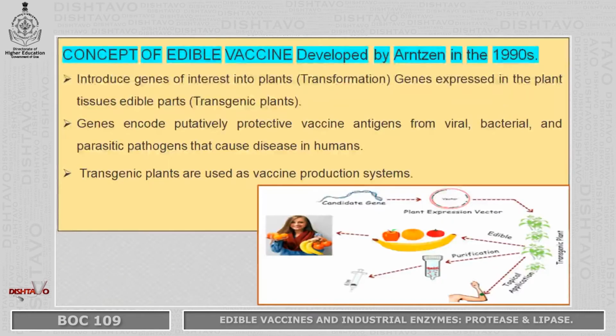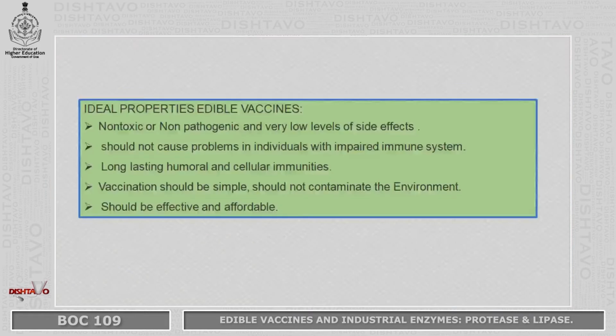What is this concept? The concept of edible vaccines was developed by Arntzen in 1990. In this, genes of interest are introduced into plants, and the genes are expressed in the plant tissue's edible parts. Genes encode protective vaccine antigens from viral, bacterial, and parasitic pathogens that cause diseases in human beings. These transgenic plants are used as vaccine production systems.